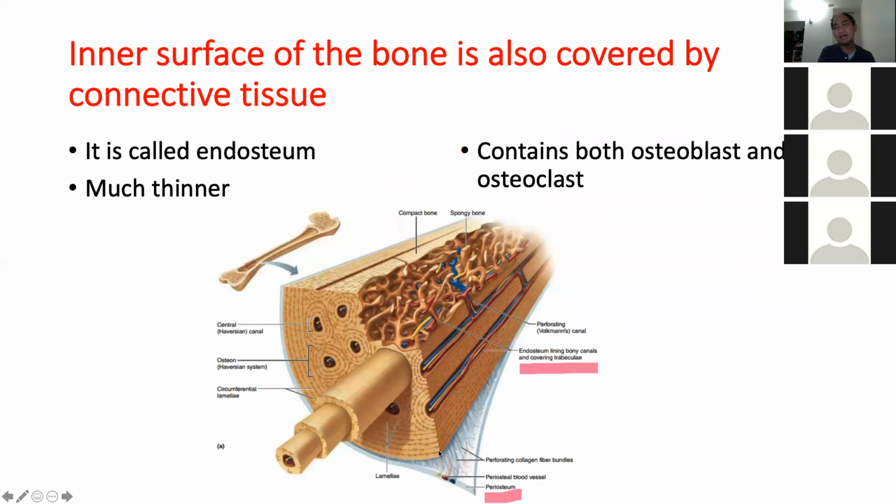So now I have cut the bone in the axial section or cross section, and now we can see the central Haversian canal, the Haversian system, which is the osteon. We can see the circumferential lamellae and interstitial lamellae.